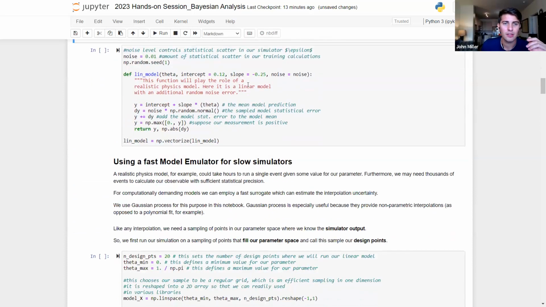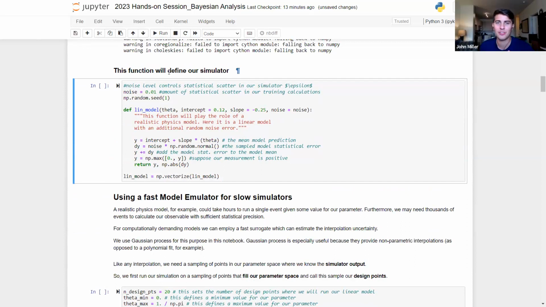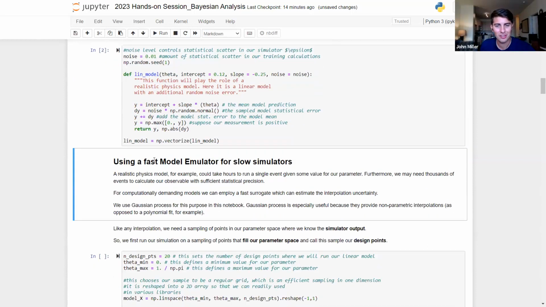So we have a function here which defines our simulator model. So that linear relationship we said. It takes in some theta. We're just treating our intercept and slope as fixed. We're not worrying about those. And then we have some noise variance, or rather noise standard deviation in this case. So how much statistical error is there on top of the baseline relationship that we're looking at here? And so we'll define that function, which just calculates our point on the line and then adds some noise.